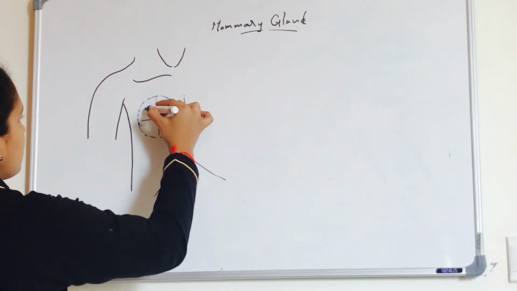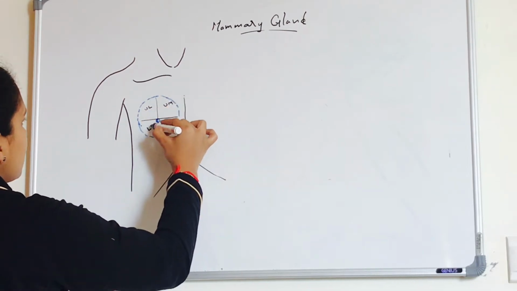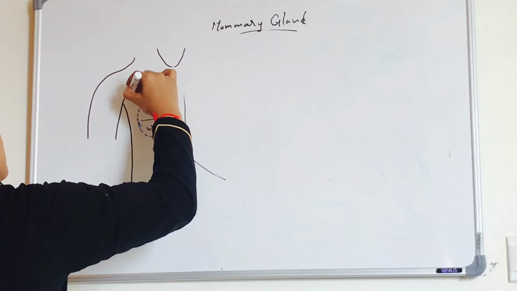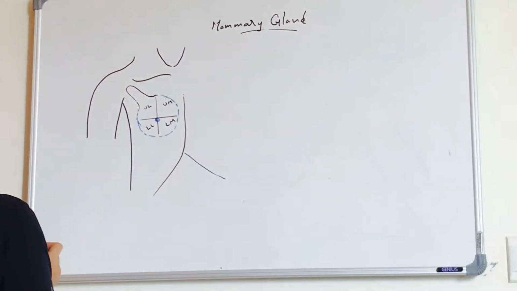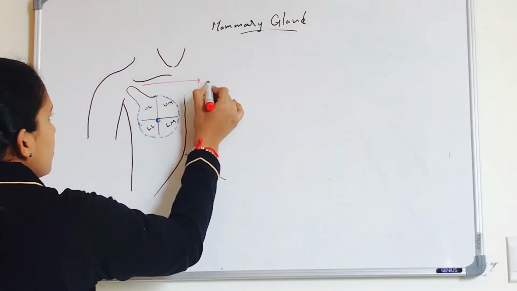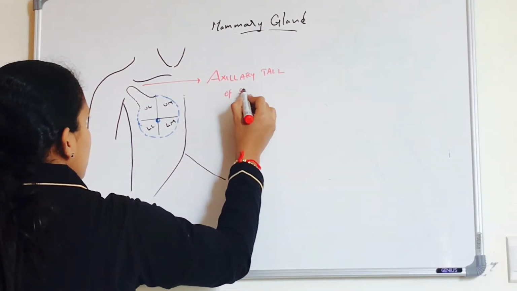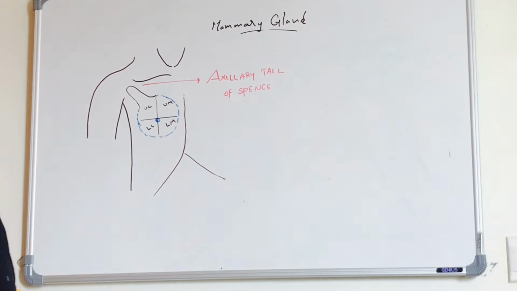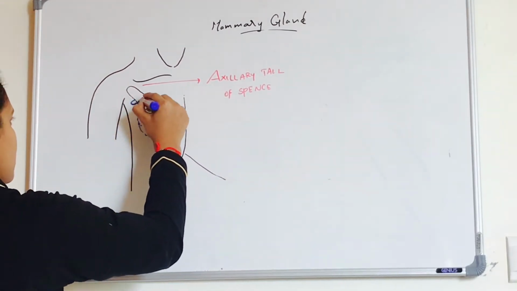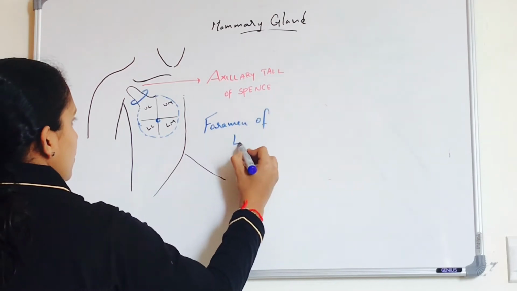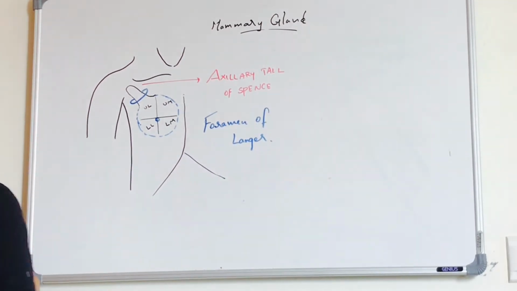The gland is divided into four quadrants: upper lateral and medial, lower lateral and medial. The upper lateral quadrant has a small extension called the axillary tail of Spence, and this extension passes through an opening in the deep fascia called foramen of Langer.